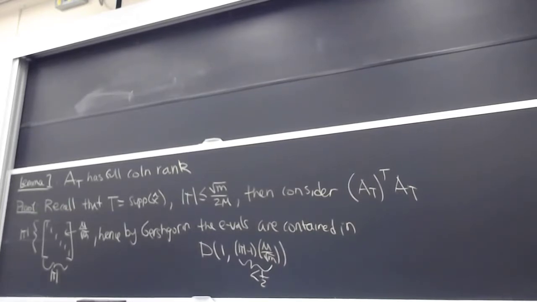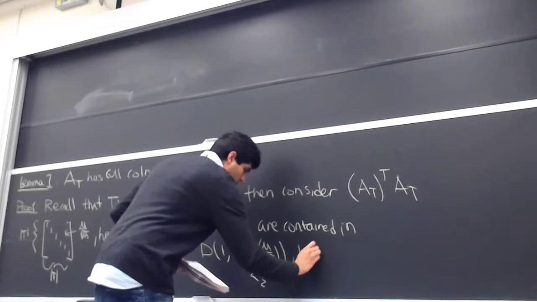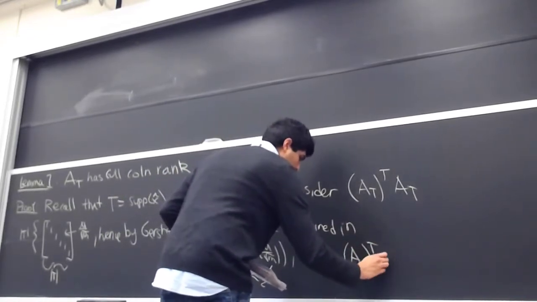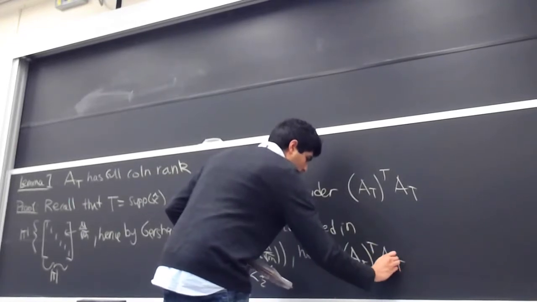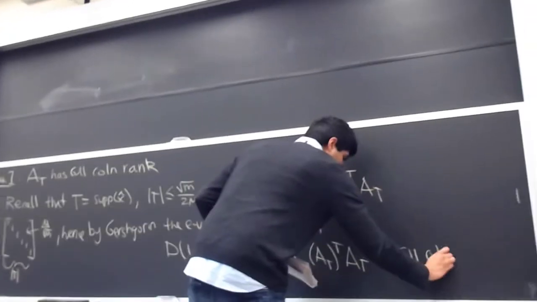This is the easy part: once you've found the support, find the coefficients. There you don't need that factor of 2. But in the proof of that theorem, we really do need that factor of 2, because we'll need to hypothesize a different solution. But in any case, all of these eigenvalues are contained in these disks, and hence this matrix, A_T transpose A_T, has full column rank.